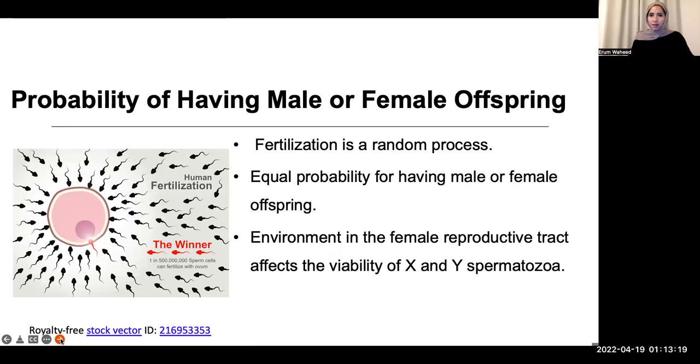Probability of having a male or female offspring. Fertilization is a random process with equal probability of having male or female offspring. This is because spermatogenesis in mammals follows Mendelian segregation with a 50-50 ratio of X and Y sperms. The environment in the female reproductive tract also affects the viability of X and Y spermatozoa.